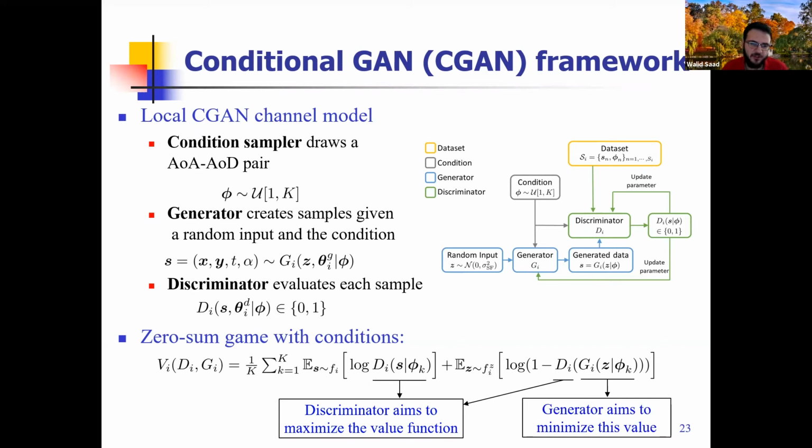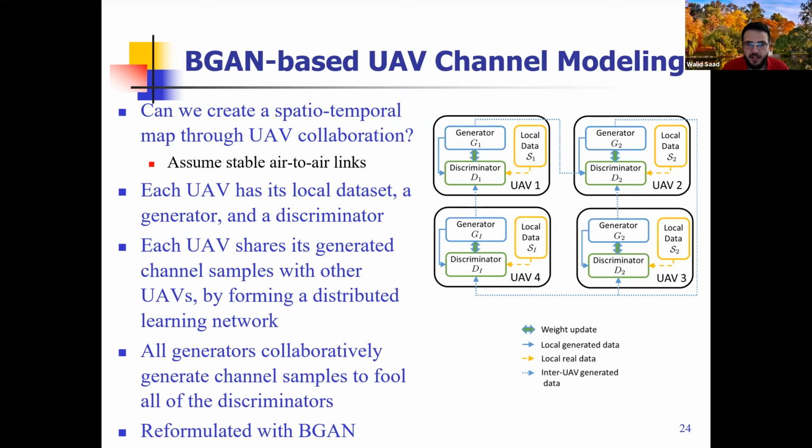Okay, so the equation of the value function, I did not go through the expression. It's just the same one I showed in BGAN. It's just the conditional GAN. So it's summed up over the K conditions, but there's nothing special about it in this case. So again, how do we map what we did before to here? So now every BGAN agent is one of the drone base stations.